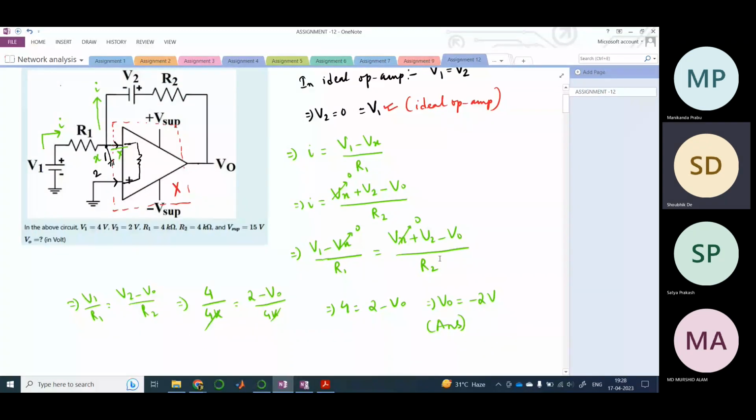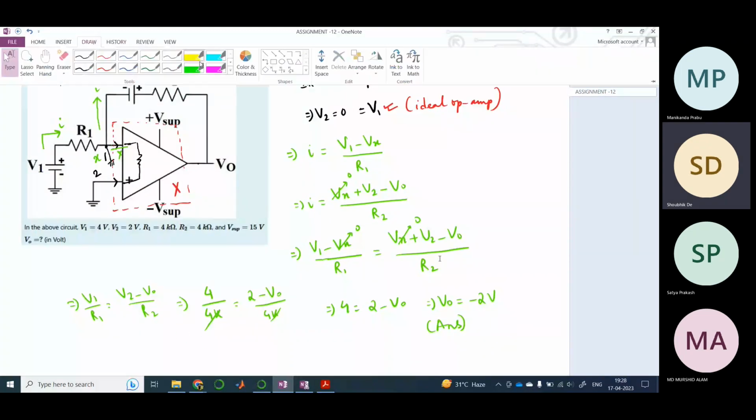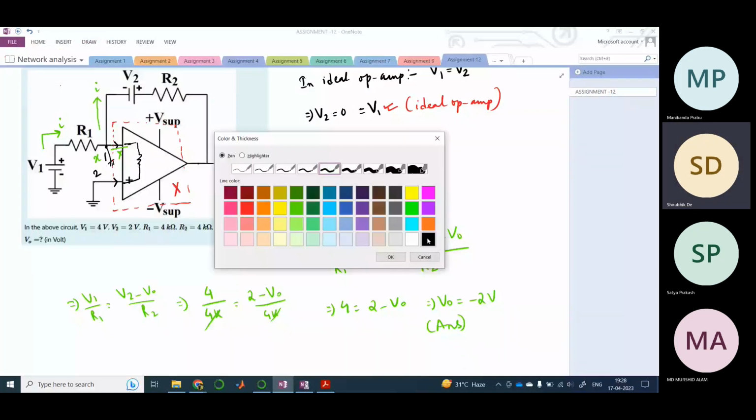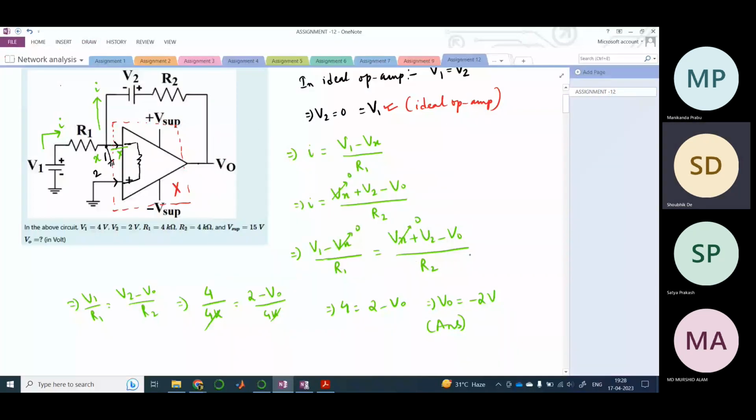Okay, so if you have any doubt, you can ask. Any doubt you have, you ask. So this is the final answer. V0 is minus 2 volts.